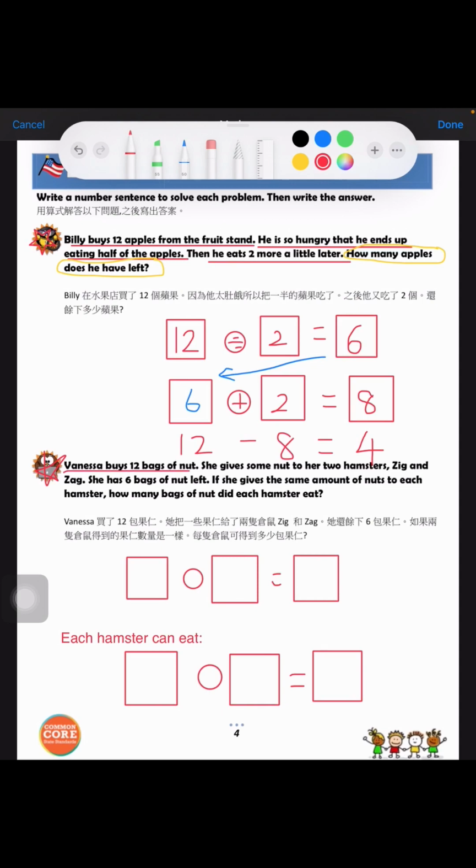Vanessa buys 12 bags of nuts. She gives some nuts to her 2 hamsters, Zig and Zack. She has 6 bags of nuts left. If she gives the same amount of nuts to each hamster, how many bags of nuts did each hamster eat?